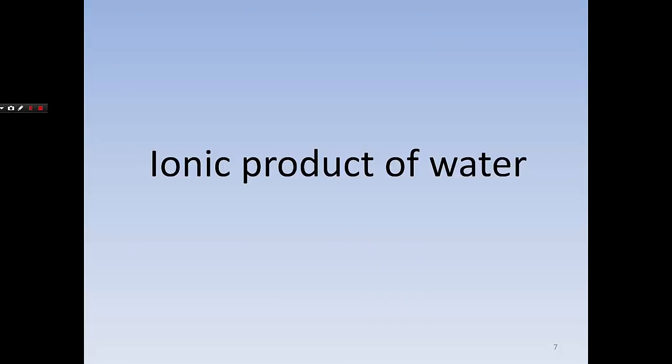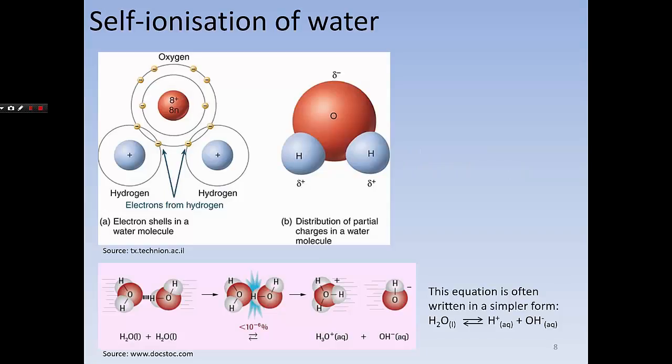So, the first new topic of this lecture: the ionic product of water. Water, as we have learned, is a covalent substance, but even in the purest sample of water, there is always a small fraction, a small concentration, of hydrogen ions and hydroxide ions. These ions are a result of self-ionization, as shown in the title.